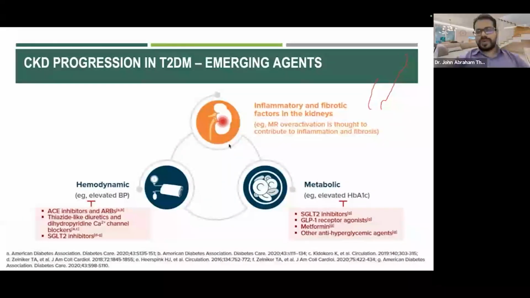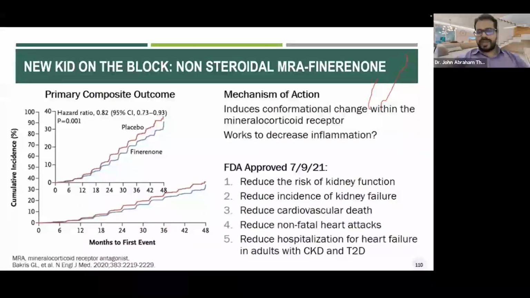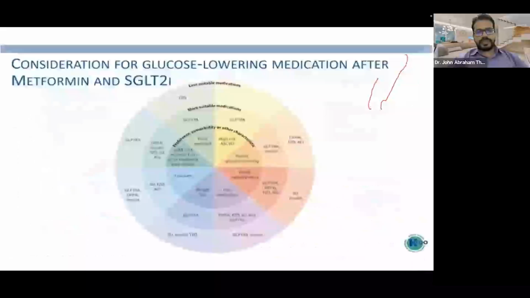So we have steroidal MRAs and non-steroidal MRAs for inflammatory and fibrotic factors. And we have the non-steroidal MRA finerenone, which is a new kid on the block. The mechanism of action is it induces a conformational change within the mineralocorticoid receptor. It works to decrease inflammation and fibrosis, and it is FDA approved. It reduces the risk of kidney function decline, reduces incidence of kidney failure, cardiovascular death, non-fatal heart attacks, and reduces hospitalization for heart failure in adults with CKD and type 2 diabetes.